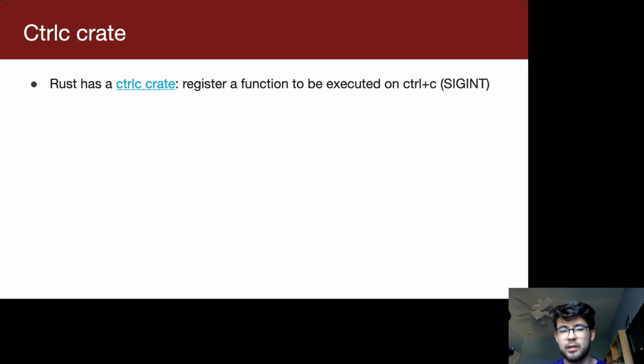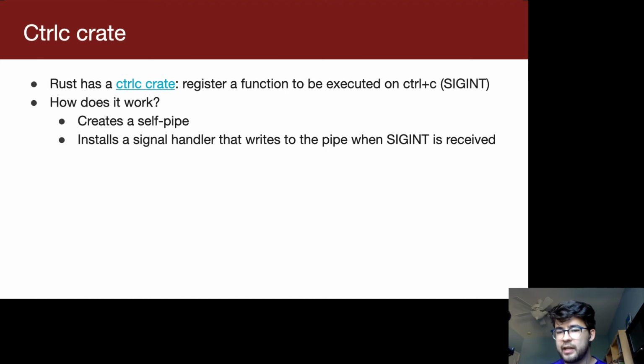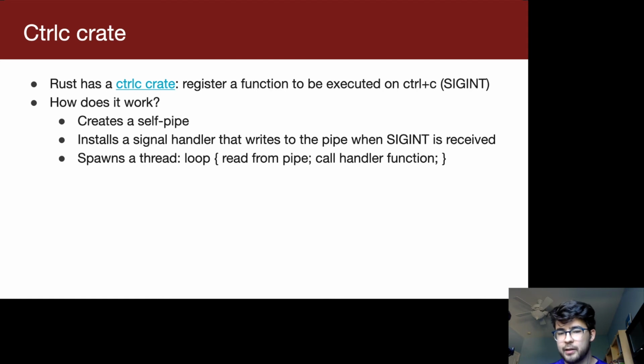So Rust has something called a control C crate. It's a library that allows you to run a function whenever control C gets received, whenever SIGINT is received. Seems like pretty reasonable functionality. How does this actually work? So first, it creates a self pipe. Then it installs a signal handler that writes to the pipe when SIGINT is received. And then it spawns a thread. And that thread is extremely simple. All it does is, in an infinite loop, it tries to read a byte from the pipe. Remember, that waits, it blocks if nothing is inside of the pipe. And then when it gets something out of the pipe, it just calls the signal handling function that you registered, that you wanted to be called.